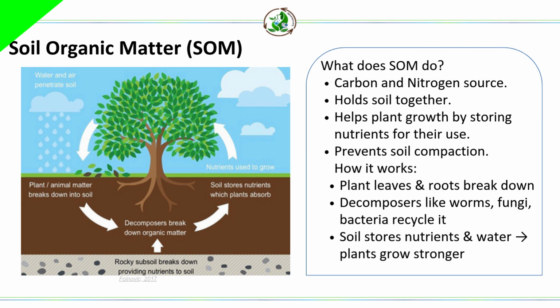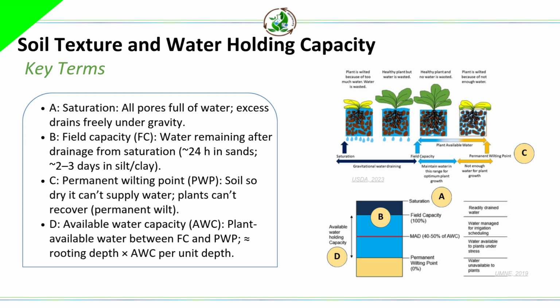How does it work? Plant leaves and roots break down over time. Decomposers like worms, fungi, and bacteria recycle this material. The soil then stores nutrients and water, which allows plants to grow stronger and more resilient. Think of SOM as the soil's natural sponge and pantry, holding both water and nutrients for crops. Now we're going to learn about soil texture and how it affects water holding capacity.